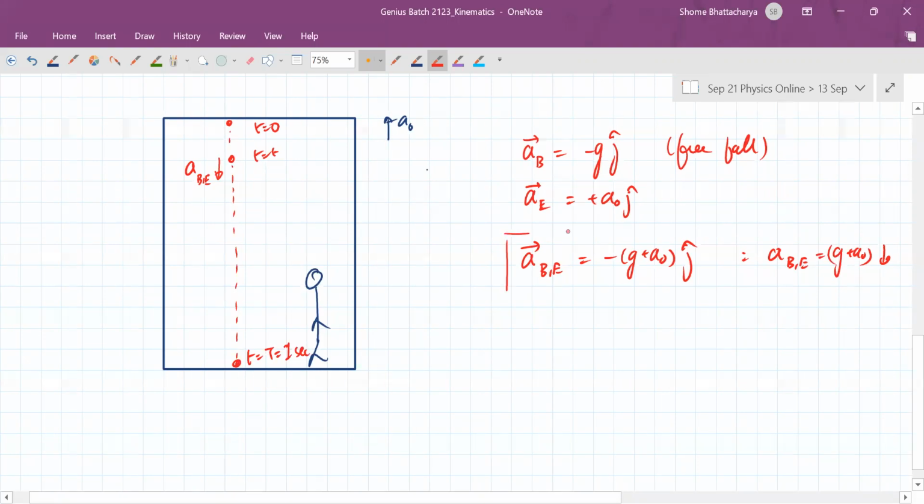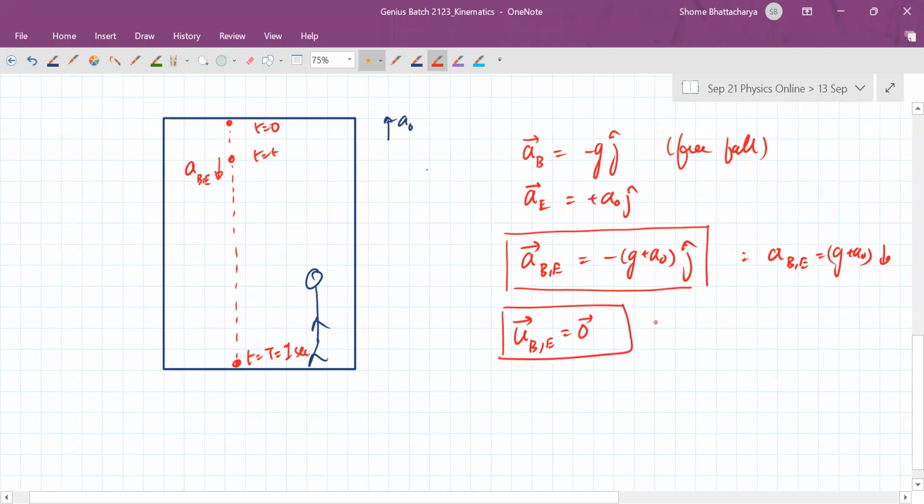So this is one important thing. The other thing which is important here is what is the initial velocity of the bolt with respect to the elevator. It's stuck to the ceiling, and it's starting from rest, so this is 0. So this is important.